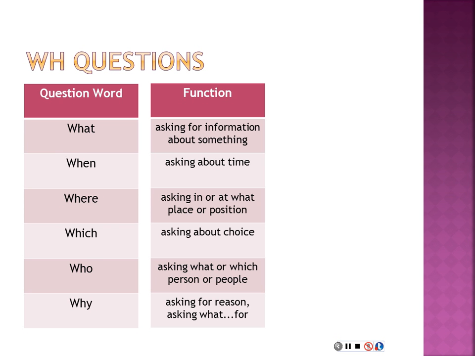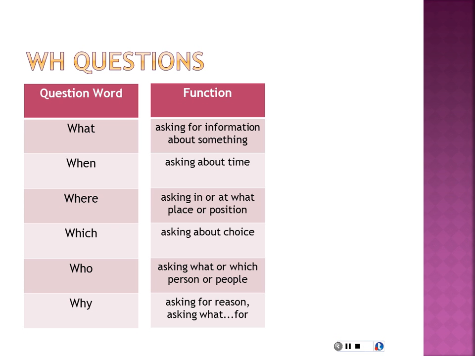The next one, number 4, which, is to ask about choices. For example, which one do you use? Do you use a red pen or a blue one? Which one do you want? This one or this one? So now I'm giving you a choice. Which one do you want? Do you want the red one or the blue one? So you can decide.